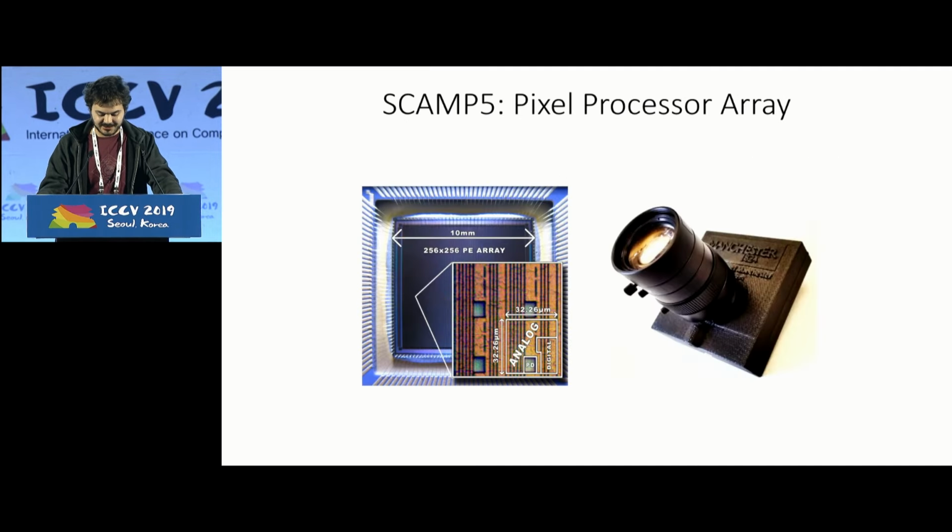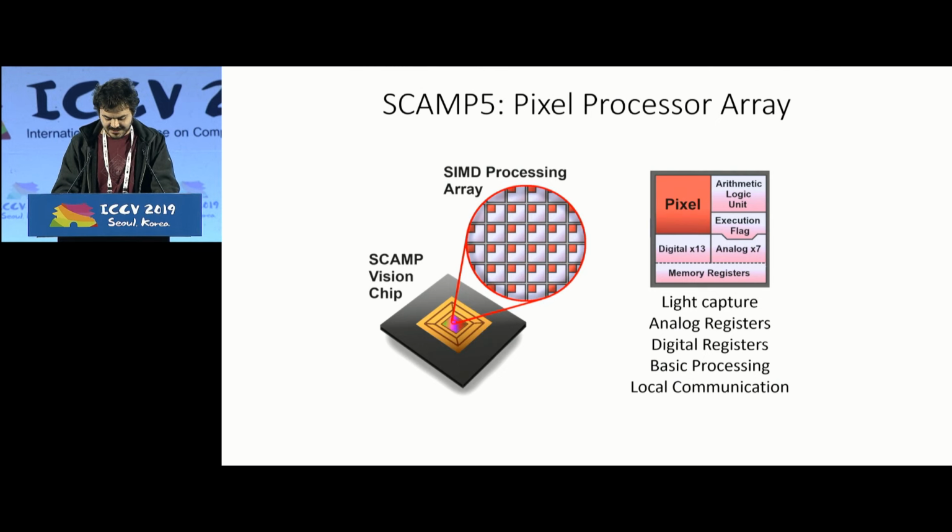PPA sensors are cameras in which every pixel element contains memory and processing. The SCAMP5 PPA used in this work features an array of 65,000 processing elements controlled by an ARM processor using a single instruction multiple data setup. Specifically, each processing element features light capture, processing, analog and digital memory registers. Each element may also transfer data with its immediate neighbors in the array. This setup allows multiple images to be stored and manipulated directly upon the sensor.